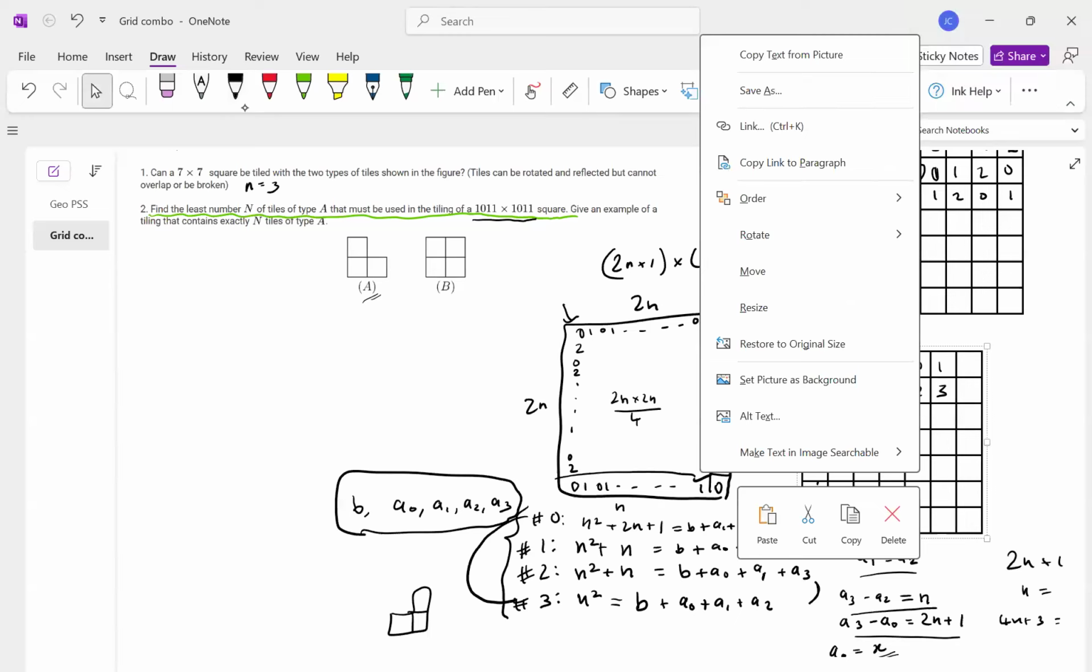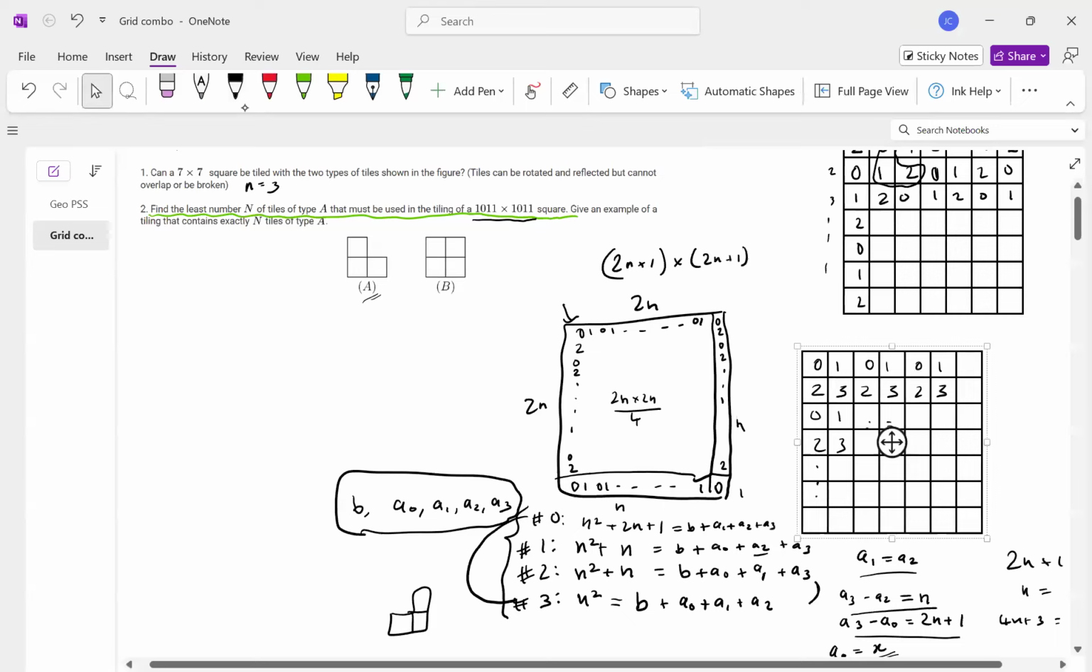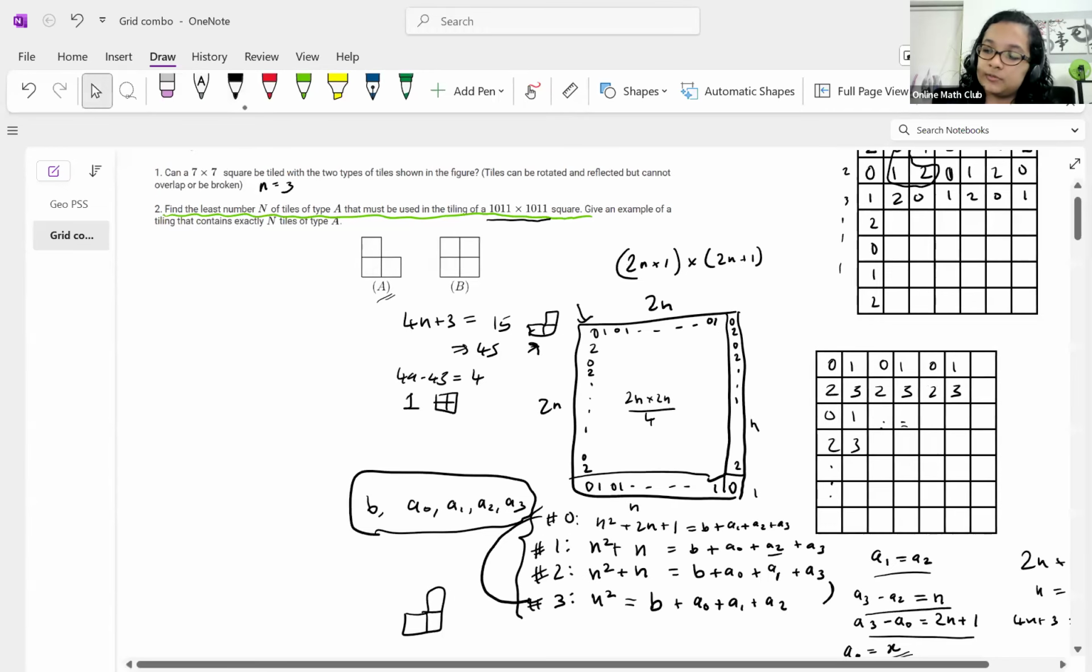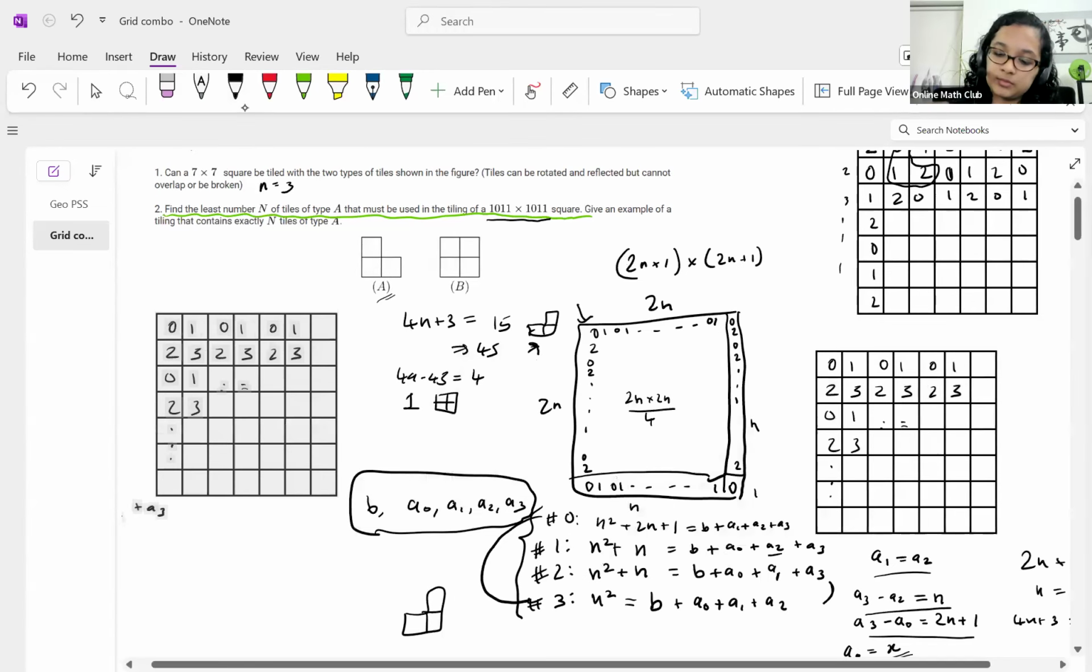It would be 4n plus 3, in this case 15, which means there's only one tile of type B. Yeah, that is true. So that's a very good observation. 4n plus 3 is 15. So you have 15 tiles of this type, which means 45 squares covered by these tiles, which means you have only 4 left because 49 minus 45 is 4. So you have only one tile of this type if you want to achieve this construction. So that's a good starting point. You can just try putting one tile in somewhere and then filling the rest using the other type.